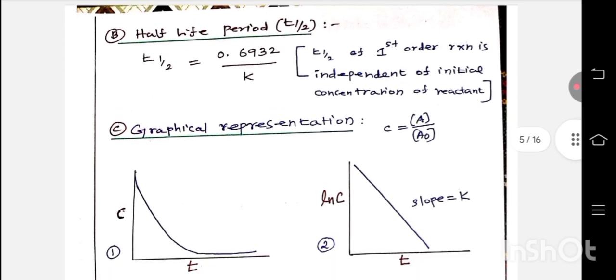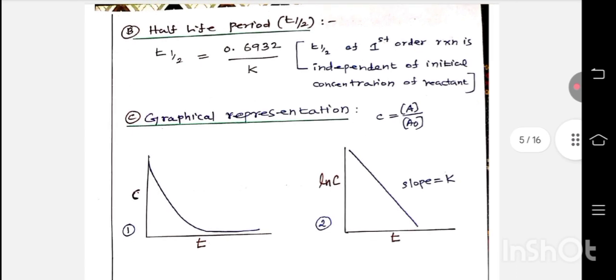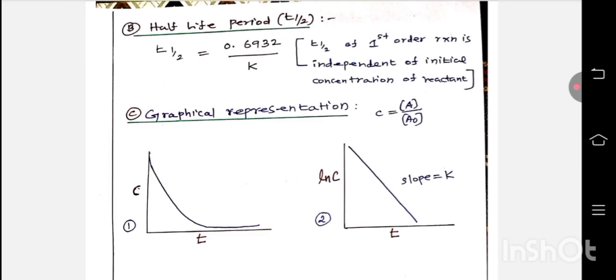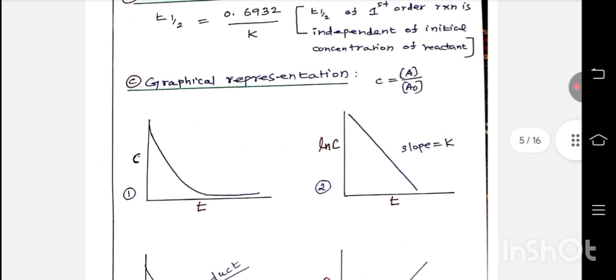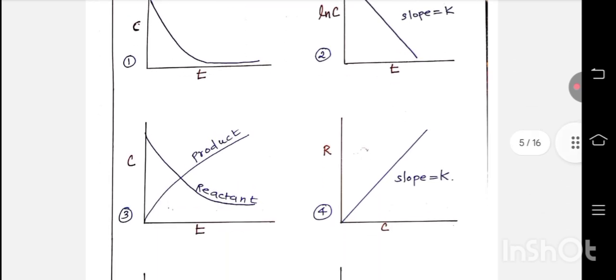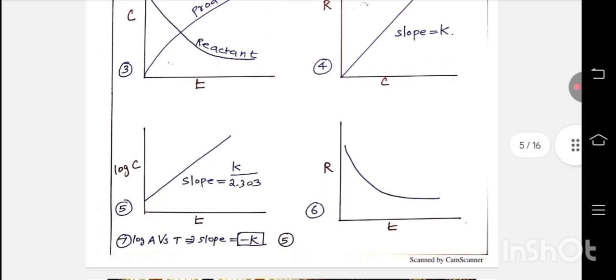Eighth, the various graphical representations of the first order reaction: concentration versus time, ln concentration versus t, concentration versus time, rate versus concentration, log C versus t, rate versus t. Another type is also possible, log A versus t. The various slopes are available.